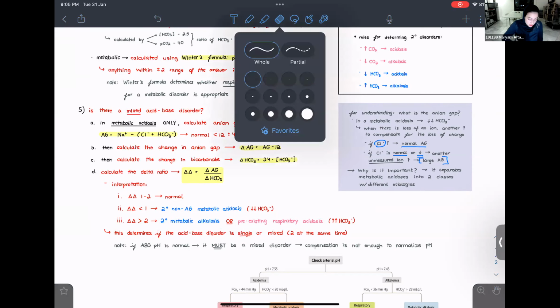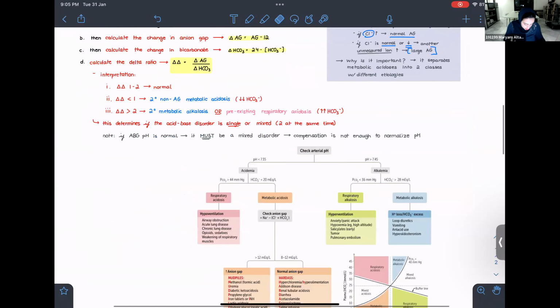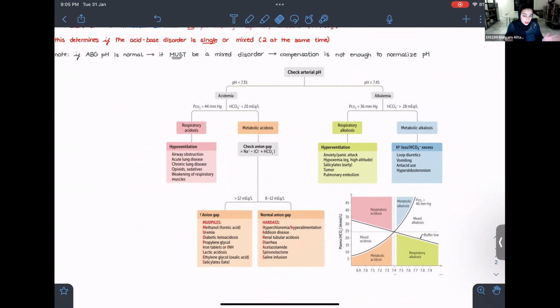And I want you guys to know that when chloride increases, that means your body is compensating. When chloride is not increasing, that means there's something else. Okay, and why is this important? It's going to separate our metabolic acidoses into 2 types, either anion gap or non-anion gap, which you guys can see here. Okay, so this is a table from First Aid, which I find very helpful. So we're going to check the anion gap. I'll show you how to do that in a second.